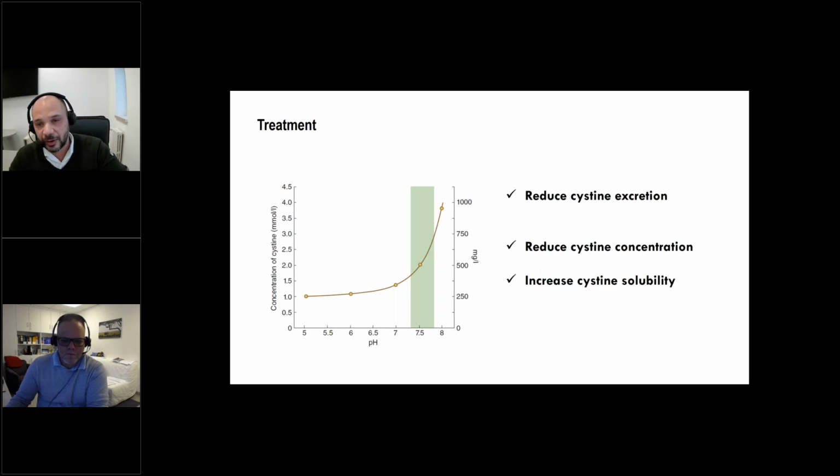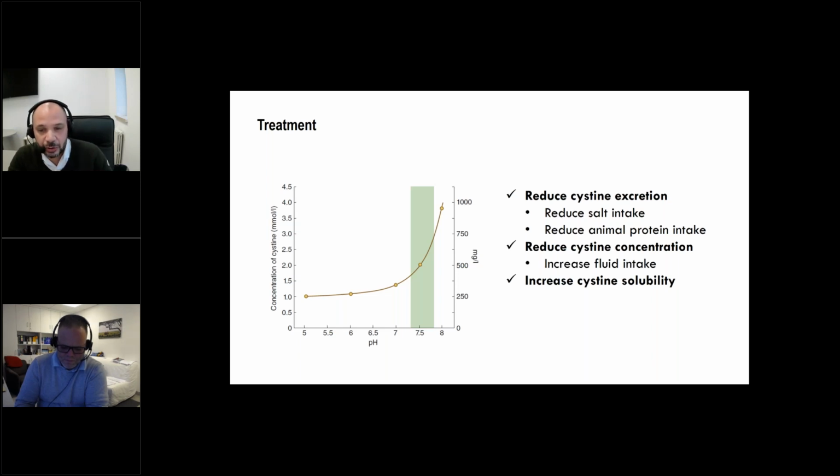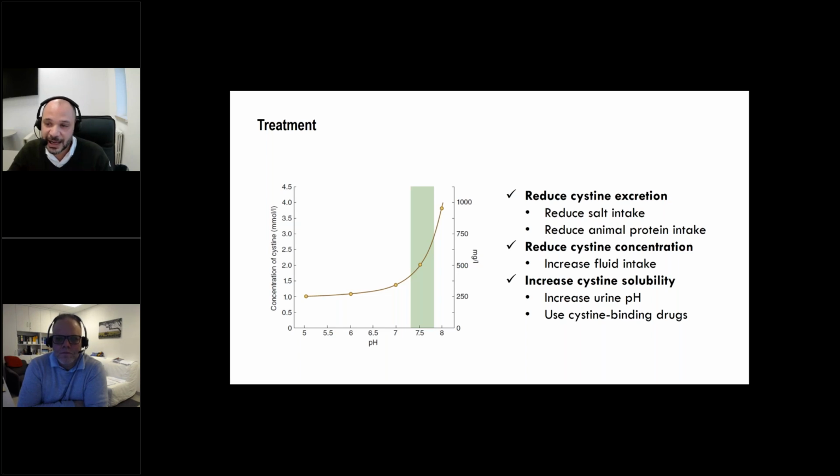So the first step is theoretically achieved, although it is very difficult to obtain, by reducing salt intake, because there is a direct relationship between excretion of sodium and excretion of cystine, and by reducing animal protein as a source of cystine precursor and of cystine itself. Cystine concentration might be reduced by increasing the solvent, so increasing fluid intake in order to increase urine output. And to increase cystine solubility, we can increase urine pH, and we should be aware that reducing animal protein intake, by reducing the amount of potential acids, also counts toward increased urinary pH, but we usually need alkali to achieve this. And finally, the use of cystine binding drugs.